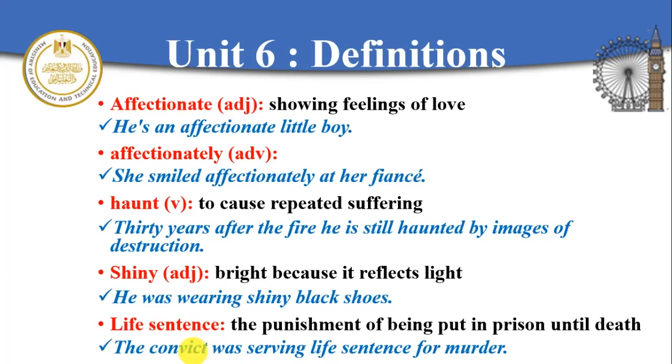What does life sentence mean? It means the punishment of being put in prison until death. If the judge told someone that he is going to be in prison for life, until death, this is what we call a life sentence. Look at the example: the convict, the criminal, was serving a life sentence for murder. Okay?